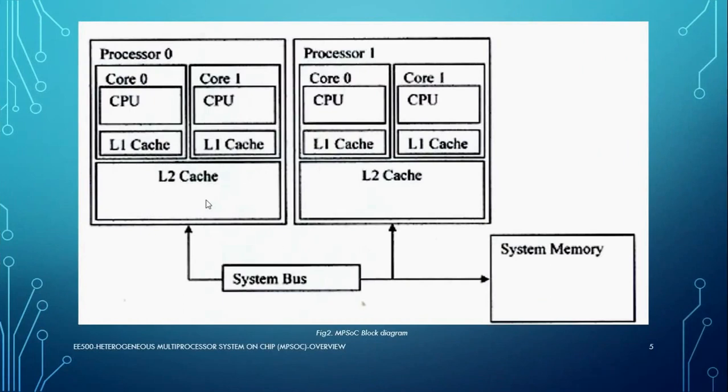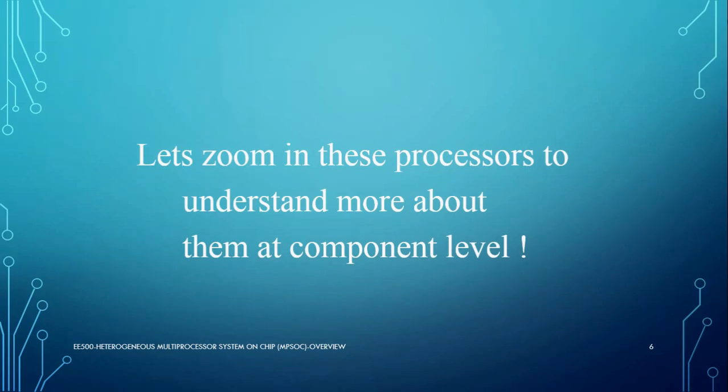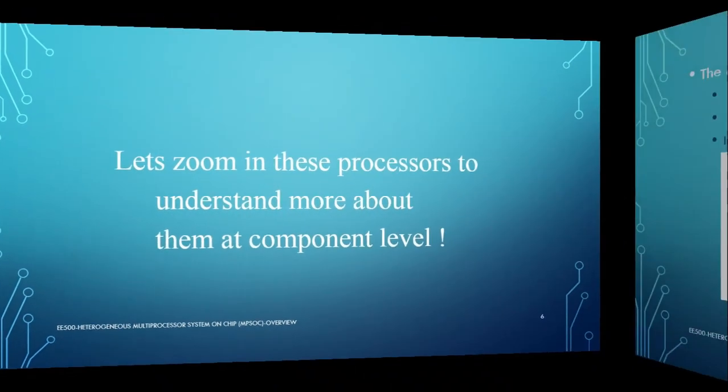This is a basic block diagram of MP-SoC where there is processor 0 and processor 1. Both are connected using a system bus and they share the same system memory. They can be one core or more each. In this example we can see there are two cores. They have their personal fast memory accesses, that is the caches. So let's zoom in on these processors to understand more about them at component level.